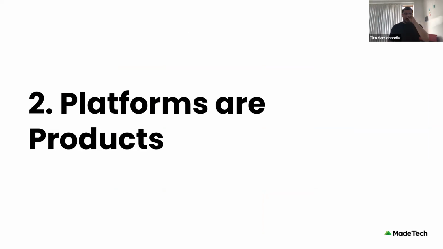So what's our second technique? Our second technique is to think about platforms and make them into products.